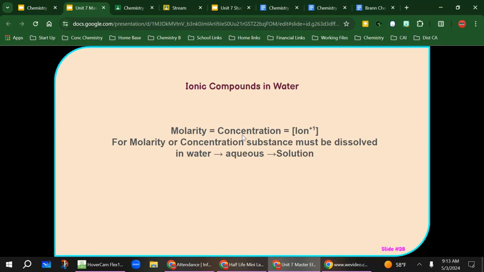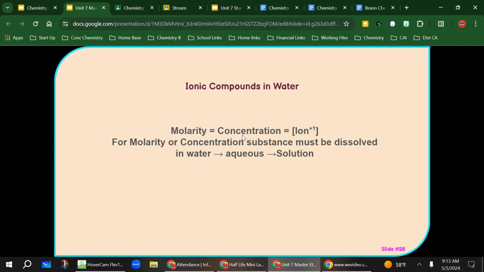Molarity is concentration. That is another way of saying molarity. You could say single replacement, you could say single displacement. They mean the same thing. You could say a limiting reactant, you could say a limiting reagent. They mean the same thing. You could say molarity or you could say concentration. They mean the same thing, ladies and gentlemen.